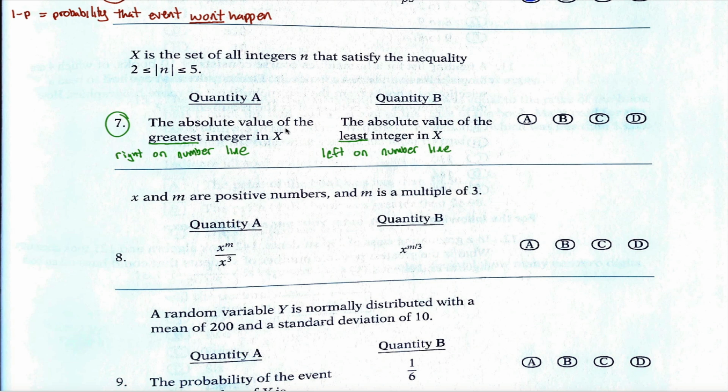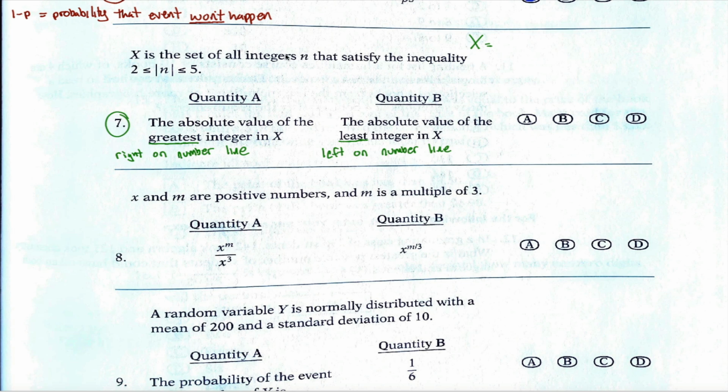So the way to think about this problem is X is some set. X is a collection of numbers. And we're looking at those different numbers and want to pick the one that's furthest to the right on the number line. Whereas in quantity B, we take that same set, that same collection of numbers, and we want to pick the one that's furthest to the left on the number line. Okay, so what numbers are in X? If we could enumerate this set X and locate those numbers on the number line, we'd be done with the problem.